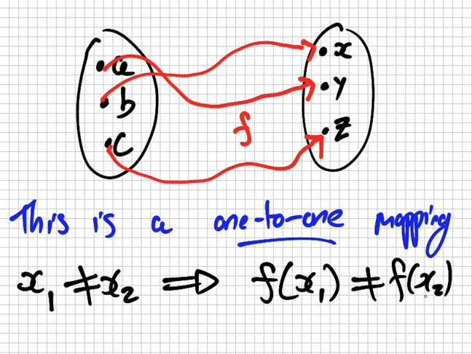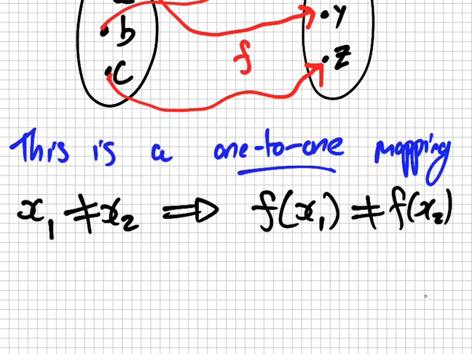What do we think? It is. And what about sine x? It's not, because sine of 0 is 0, and sine of 2 pi is also 0.